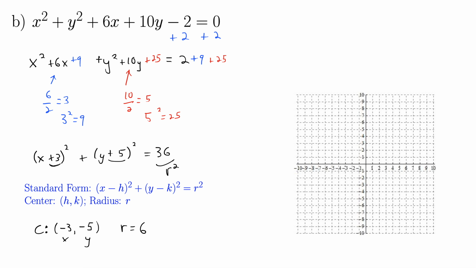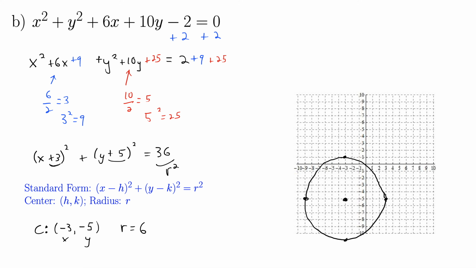So we have a center at (-3, -5). And then we just go 6 in each direction. 1, 2, 3, 4, 5, 6. 6 up. 6 to the left. And 6 down. Actually put us down here at -11. And connect those to finish off our circle. You get the idea? Hopefully you are a better artist than I am.